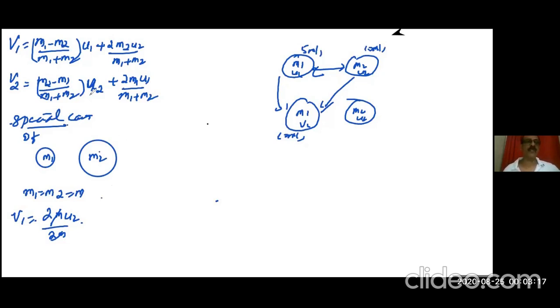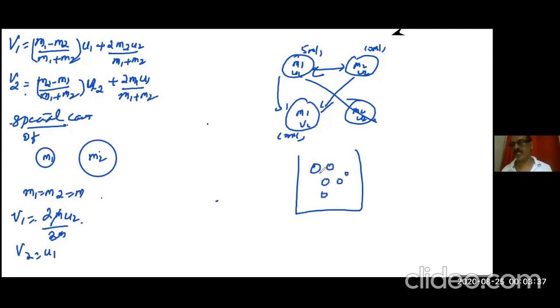And in the same way, substitute here. We can say V2 is equal to U1. Substitute and check. That means their velocities are exchanged. It means in a glass of water, molecules are all identical in size. Suppose a numerical asks: if they are colliding, one molecule traveling with 10 meters per second, another 5 meters per second, after collision what will be their velocities? They will exchange. The first molecule has 5, the second molecule has 10. Like that.